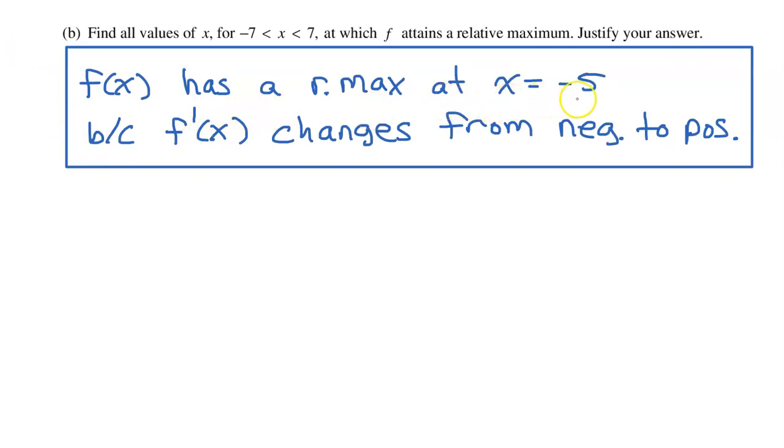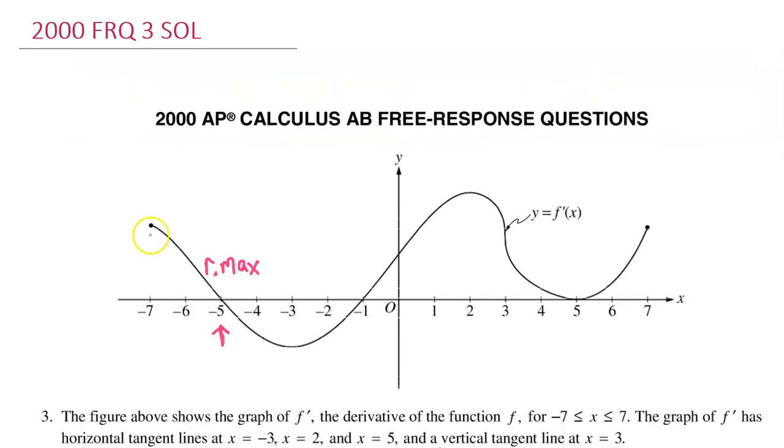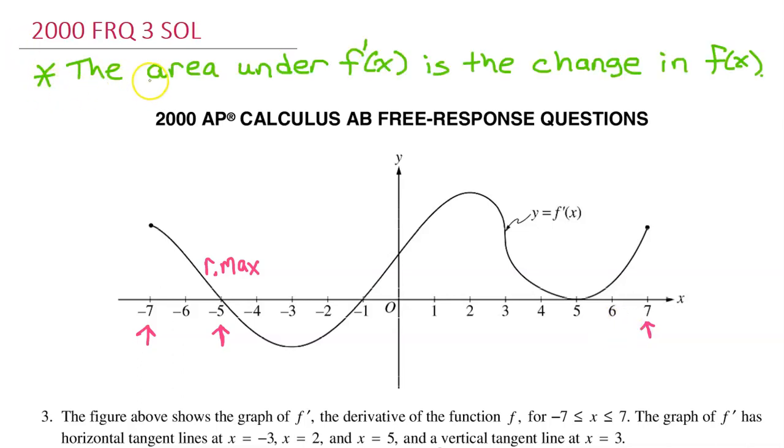at x equals -5. Since this is the only relative maximum, the only other candidates for absolute maximum are the endpoints, -7 and +7. Here's the key concept that we will need in order to solve this part of the problem. The area under f prime is the change in f of x. So what do I mean by that?